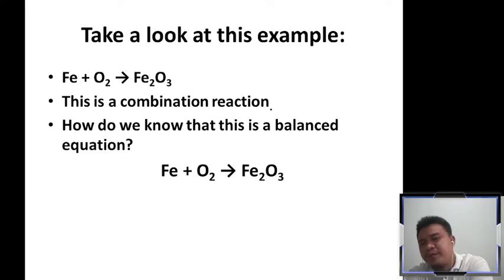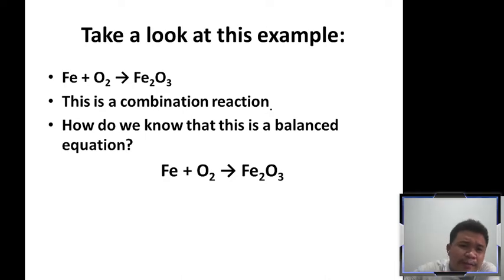How do we know that this equation has observed the law of conservation of mass? Now, a very simple trick that you can use in order for you to know that this equation is observing the law of conservation of mass is that we do a simple accounting of the number of atoms of each of the elements that are involved in this reaction. So let's take a look. How do we do that? Well, for me, it's always been like this.